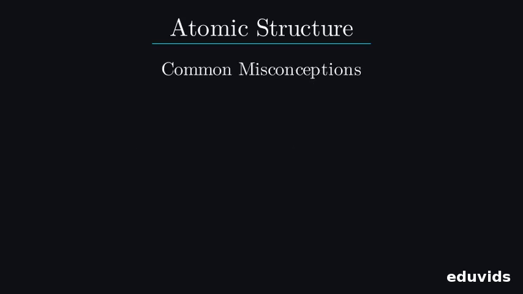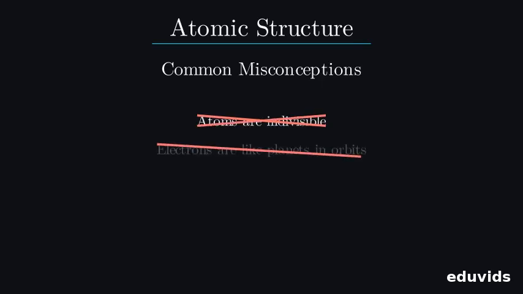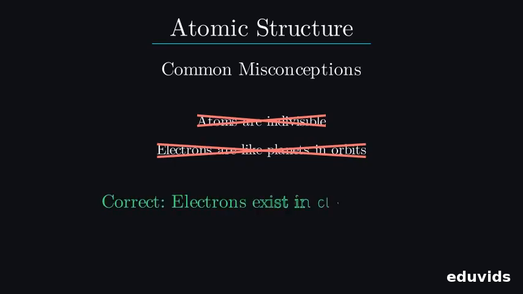Common misconceptions. Many think atoms are indivisible, but they contain smaller particles. Another mistake is to picture electrons as tiny planets orbiting a nucleus. Electrons exist in clouds called shells, not fixed paths.